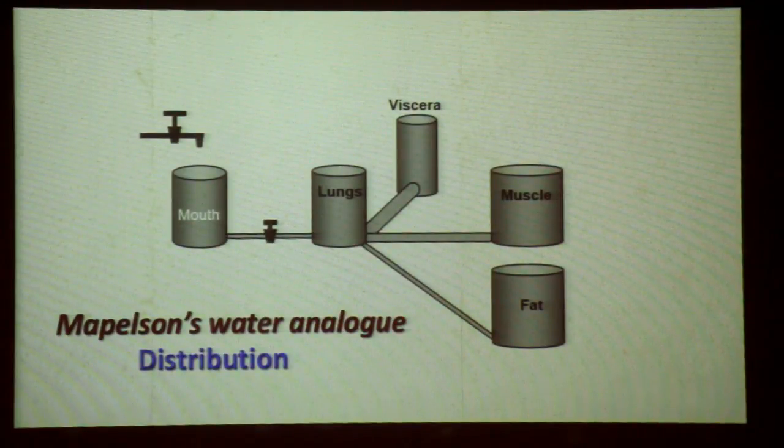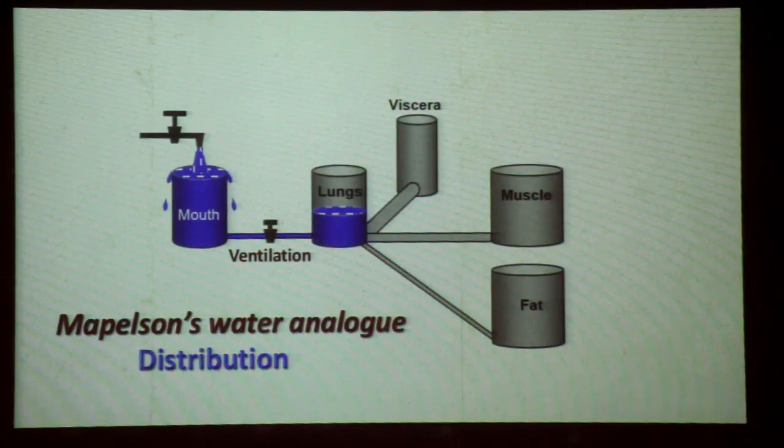Now what about the distribution? We all know it follows Mapleson's water analog. So from the mouth you give the patient, through the alveolar ventilation it goes into the lungs, and from the lungs through the cardiac output it is given to the viscera, to the muscle and to the fat. Viscera which are highly perfused get equilibrated early. The ones which are intermediately perfused and low perfused, like fat, get equilibrated at a very late stage. So that is the circulation which will lead to equilibration in different areas.